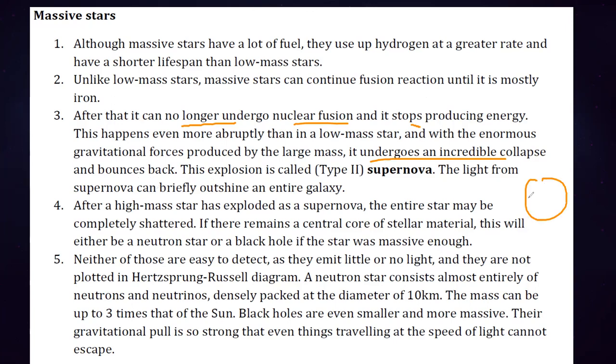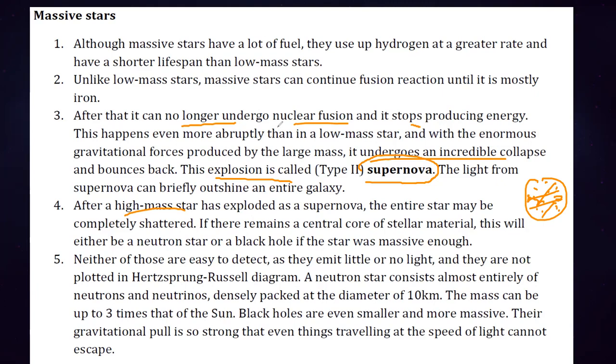The collapse is so strong that all the particles bang with each other. As a result, that will produce an explosion, which we also call a supernova. The light from a supernova can even outshine the entire galaxy. And after a high mass star explodes, the entire star is completely shattered, and it will turn into a neutron star or a black hole.